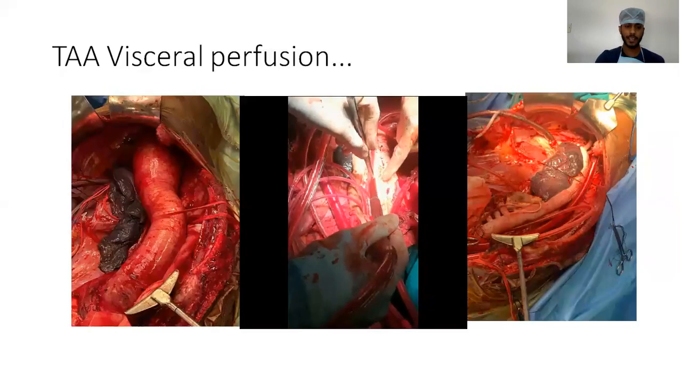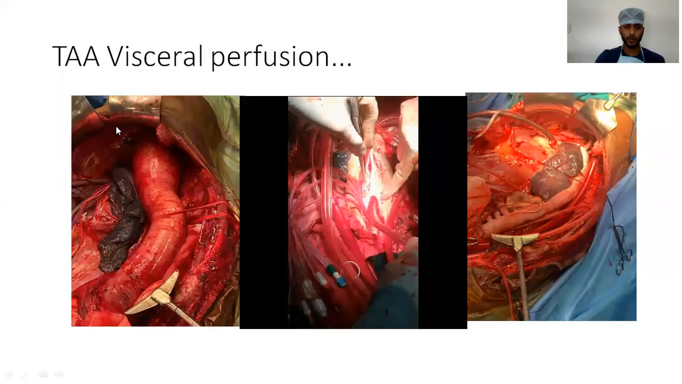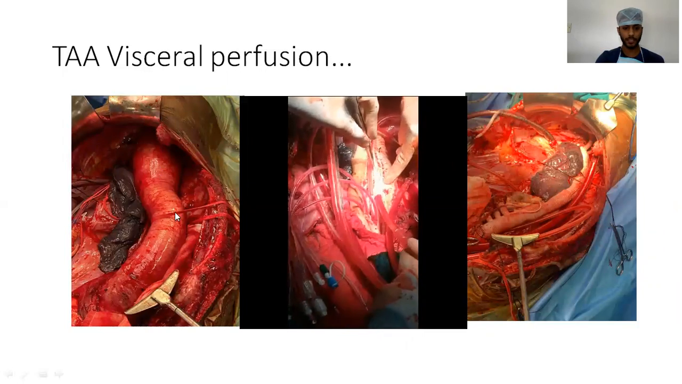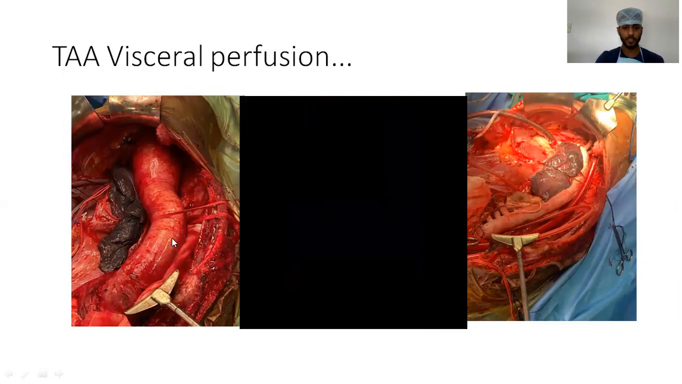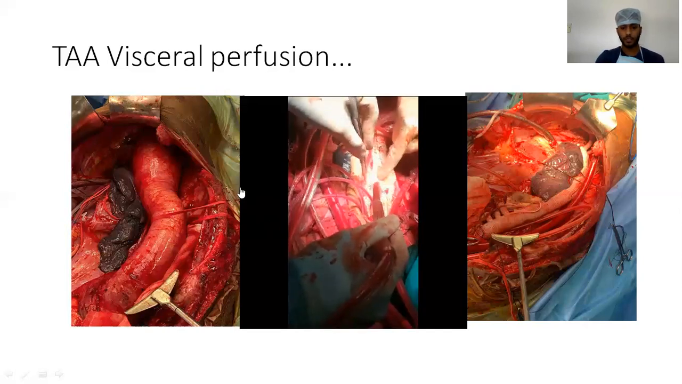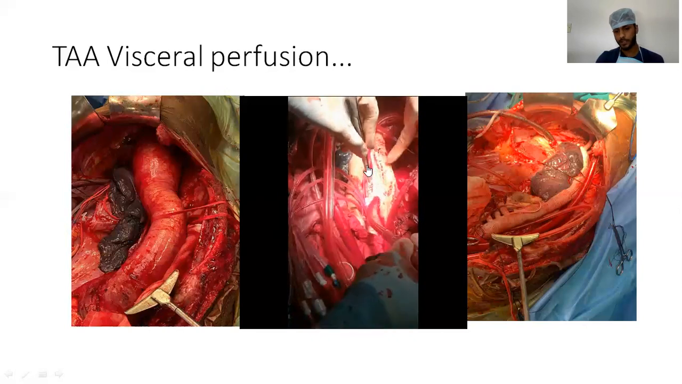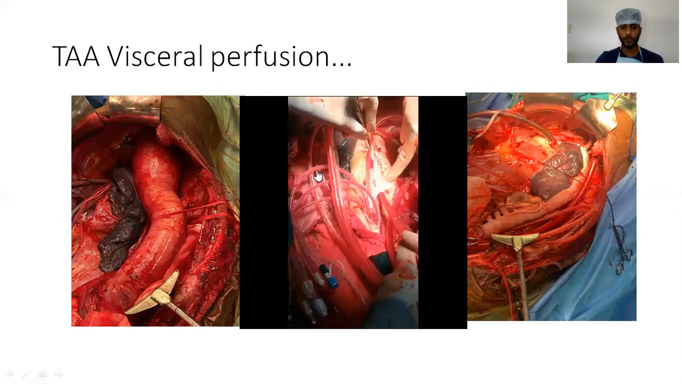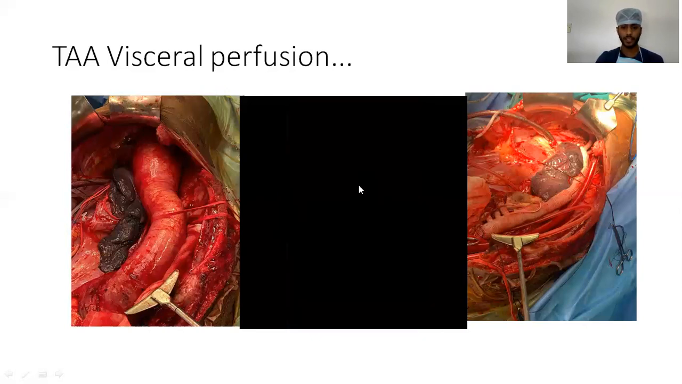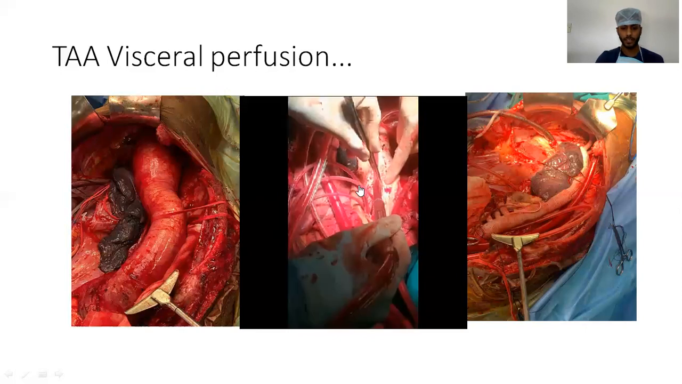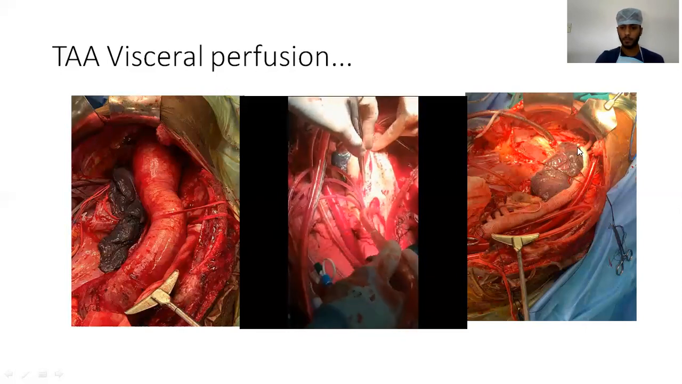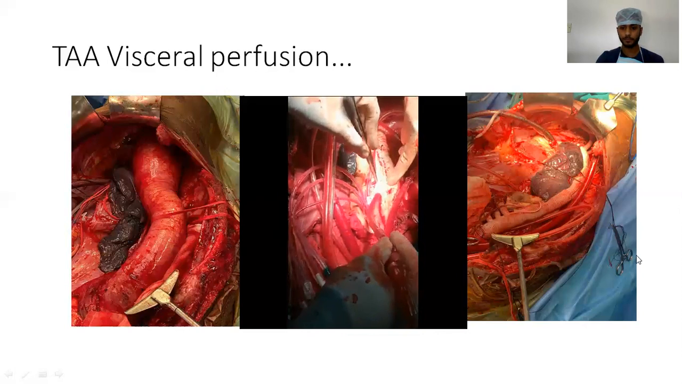So here you can see a thoracoabdominal aneurysm. It is a huge elephant trunk in the first picture, before the surgery. And here we have a video of the visceral perfusion in thoracoabdominal aneurysms. Here we are perfusing the mesenteric, the celiac and the renal arteries by 3 cannulas. This is the completion of the surgery.